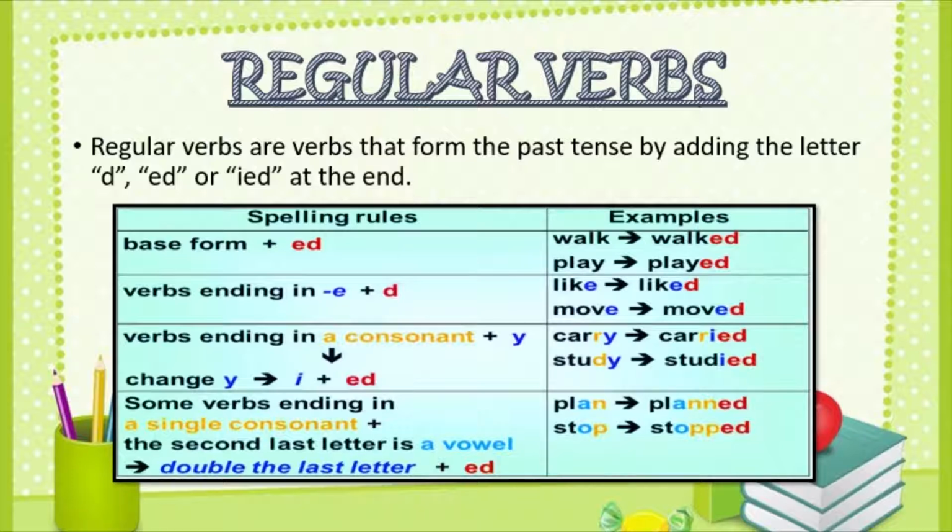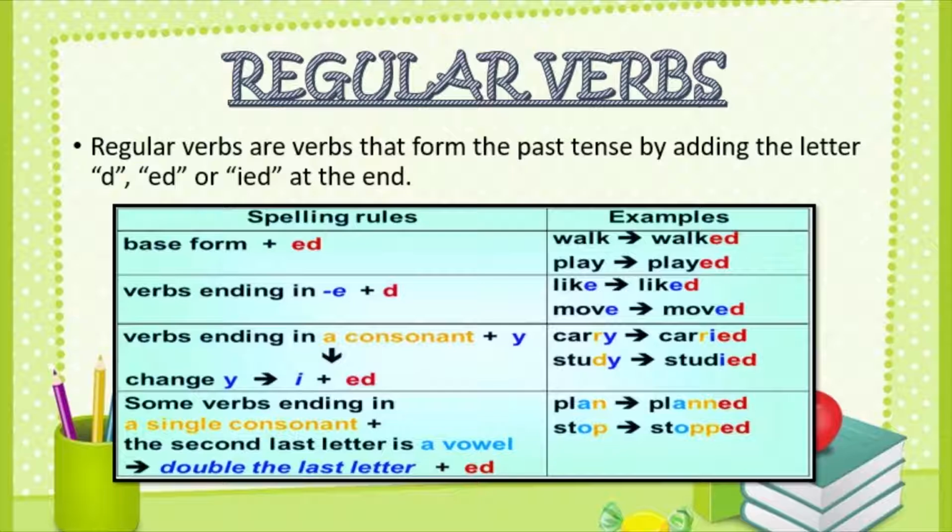And the second, the verbs ending in e plus d. So some words end with e. So when you see a word that the last letter is E, you just need to put D at the back. For example, you see like, and the letter at the end is E, so you just need to put D at the back. Like becomes liked. Move becomes moved. Easy? So just remember the rules.